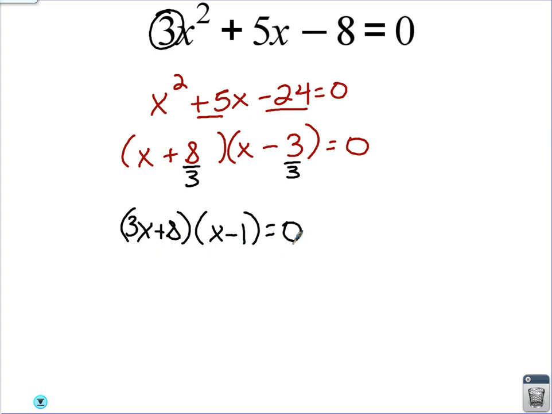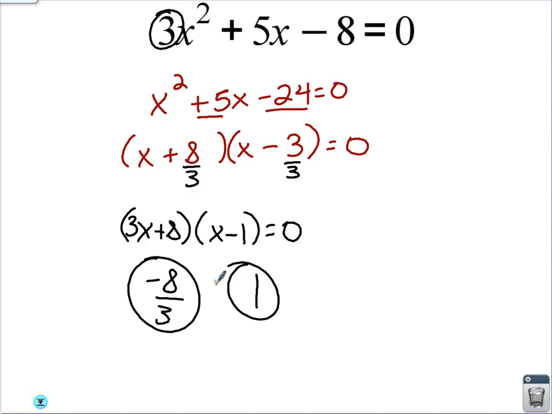Move my 8 over, divide by 3, gives me negative 8 divided by 3. Now cover this one up. X minus 1 equals 0. Move my 1 over, you get 1. There's your 2 answers.